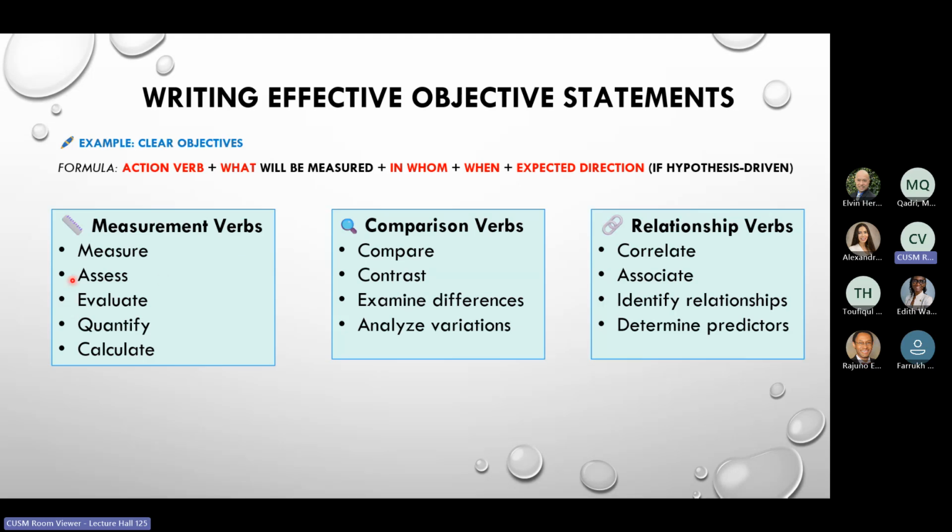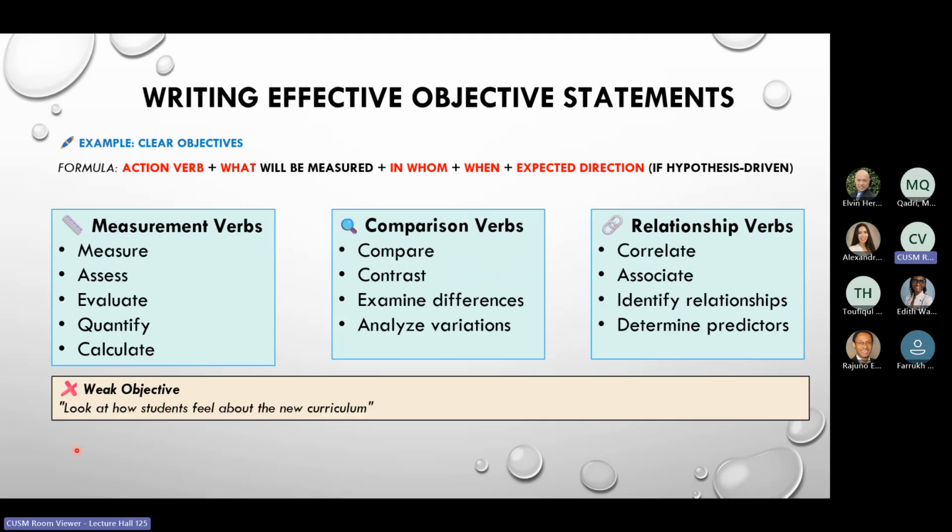Some measurement verbs could be measure, assess, evaluate, quantify, calculate. Again, notice here that there's measurement elements. There's also comparison elements and comparison verbs: compare, contrast, examine differences, analyze variations. You can even have relationship operators or relationship verbs: correlate, associate, identify relationships, determine predictors. These action verbs, you'll notice, they are all actionable and they're highly specific.